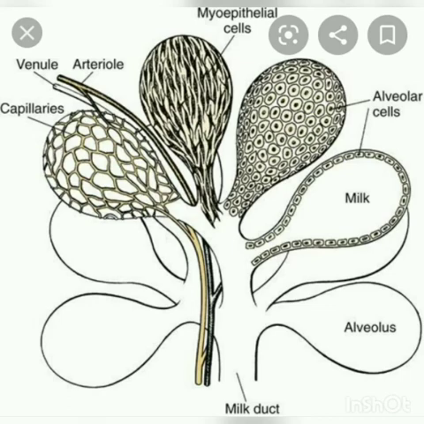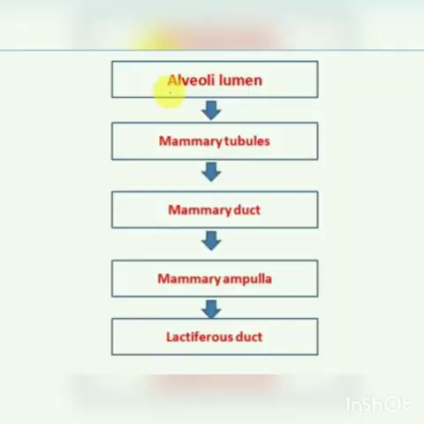The alveoli open into the mammary tubule. These tubules join to form the mammary duct. Several mammary ducts join to form the mammary ampulla, which is connected to the lactiferous duct. Each lactiferous duct expands to form the lactiferous sinus, which serves as a reservoir of milk.